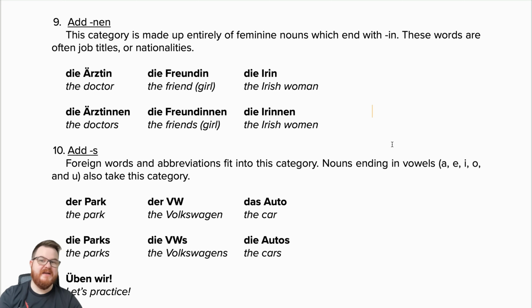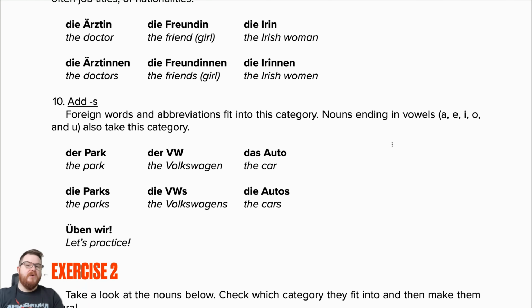And category 10, which is the last of our categories, we add an S. Usually, these are going to be foreign loanwords. Often when foreign loanwords get brought into German, especially English foreign loanwords, they just keep the English plural form, so putting an S on the end. This also works for abbreviations and nouns that end in vowels, like A, E, I, O, U. So, for example, der Park, die Parks. Der VW, die VWs. Das Auto, die Autos.